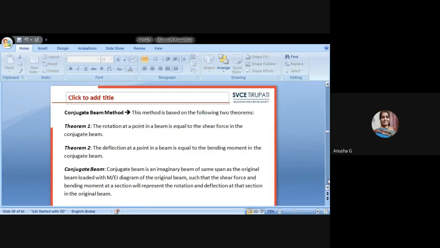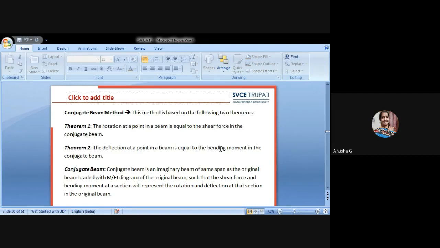Next one is the conjugate beam method. This method follows two theorems. The rotation at a point of a beam is equal to the shear force in the conjugate beam. The second one is that the deflection at a point in a beam is equal to the bending moment. Here it will equal the shear force, and here it is equal to the bending moment for a conjugate beam.